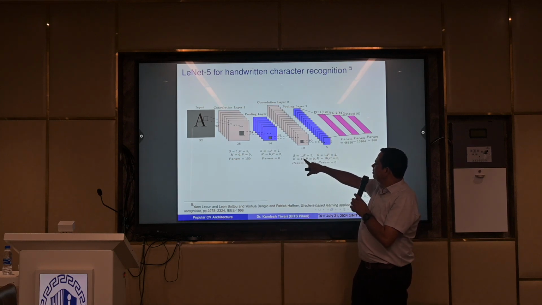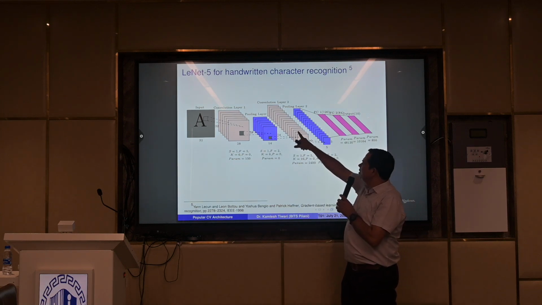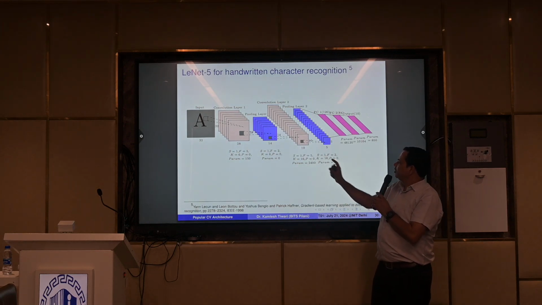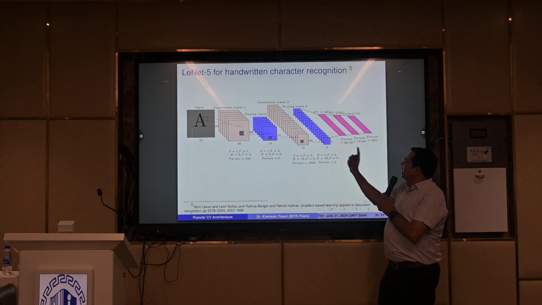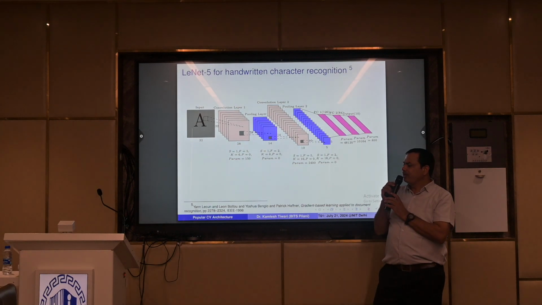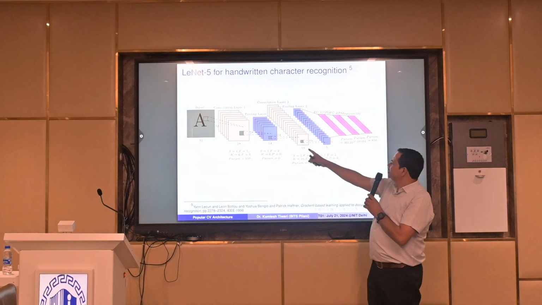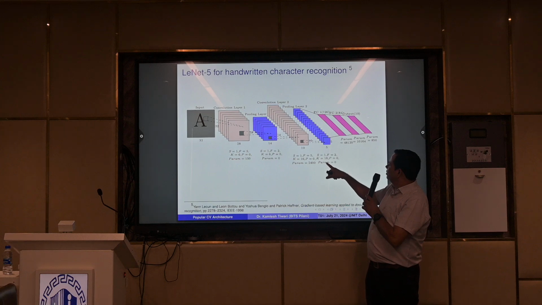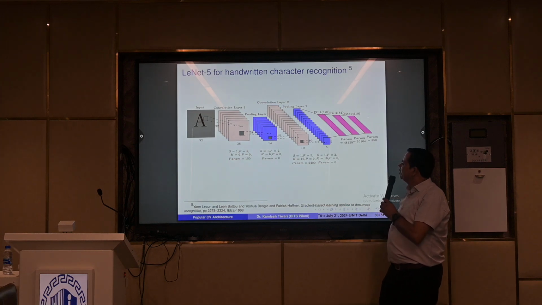And how many of them are there? 16. So 16 multiplied by 5 cross 5 cross 6. So 2400 parameters. Then again I am going to apply a pooling, so there is no parameter. So how many values do I have now? The size keeps reducing. It is 5 cross 5 cross 16. So how many values are there?